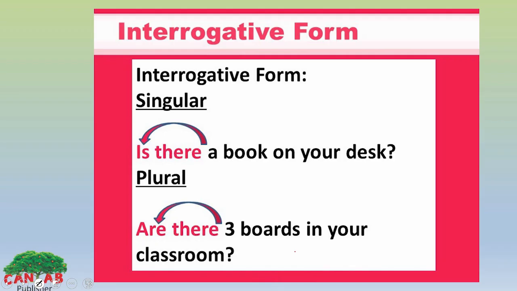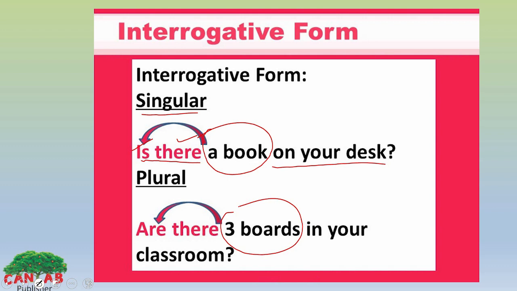Look at the interrogative form. Singular form is this: Is there a book on your desk? A book is a singular item. So we have put is here and there after that. In the plural form: are there 3 boards in your classroom? Here the boards are 3. We have a specific number 3 and boards in plural form. So we have added are there because we are asking about more than one item. I hope you have learned this concept of there is and there are. Now let's move to the exercise of it.